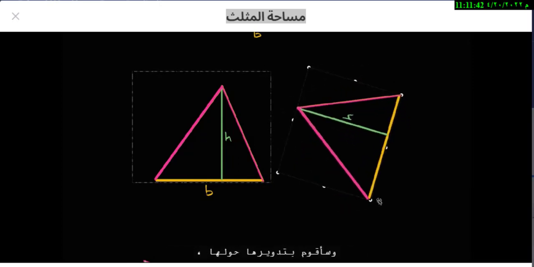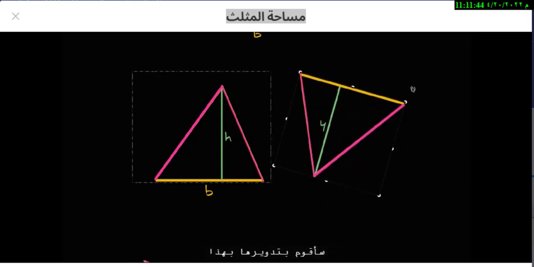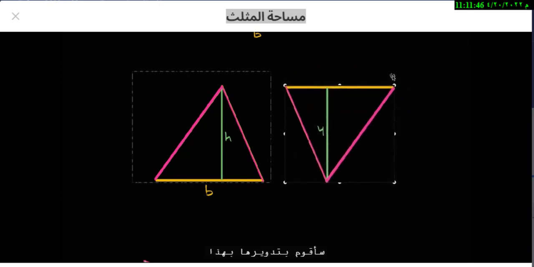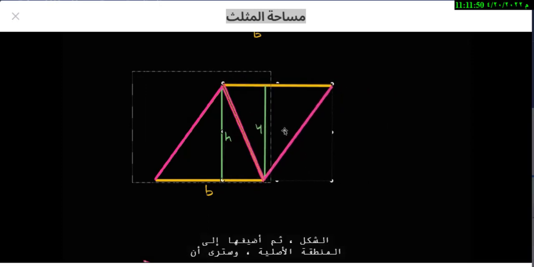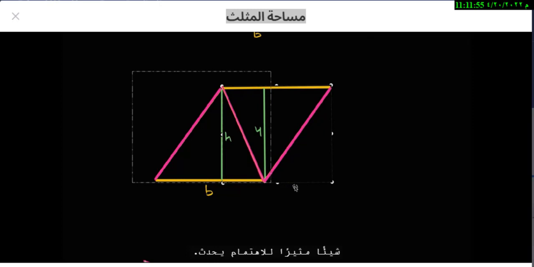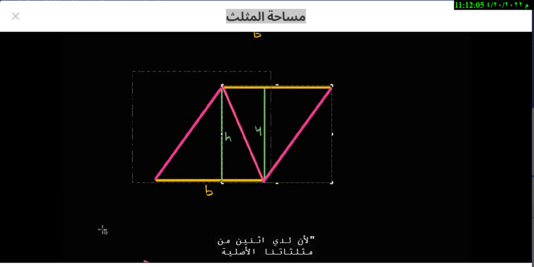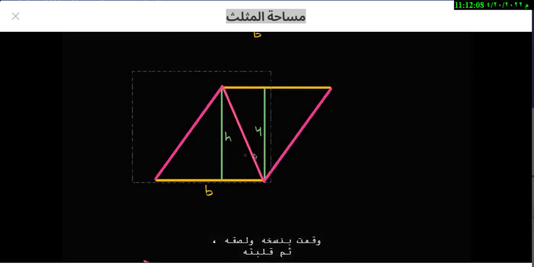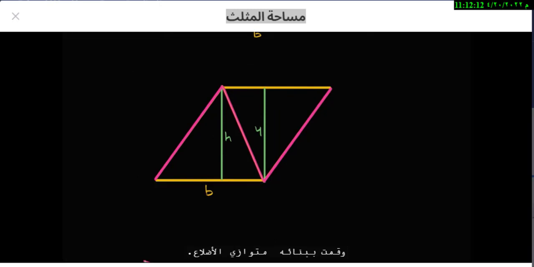And I'm going to rotate it around like that, and then add it to the original area. And you see something very interesting is happening. I have now constructed a parallelogram that has twice the area of our original triangle, because I have two of our original triangles right over here. You saw me do it. I copied and pasted it, and then I flipped it over and constructed the parallelogram.